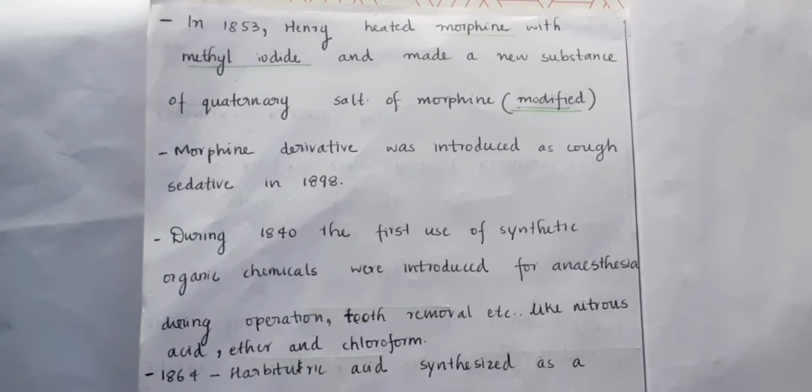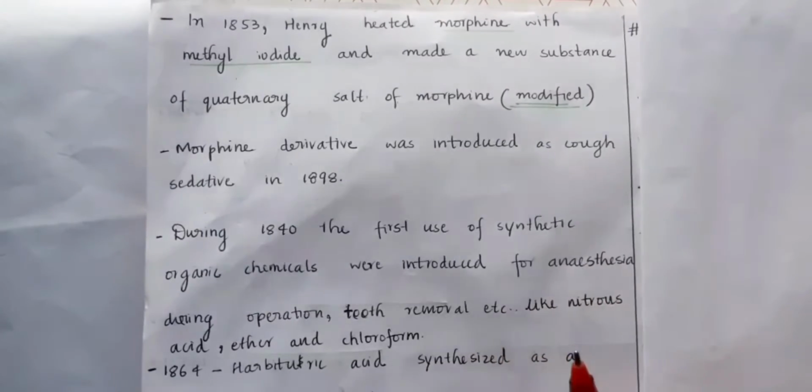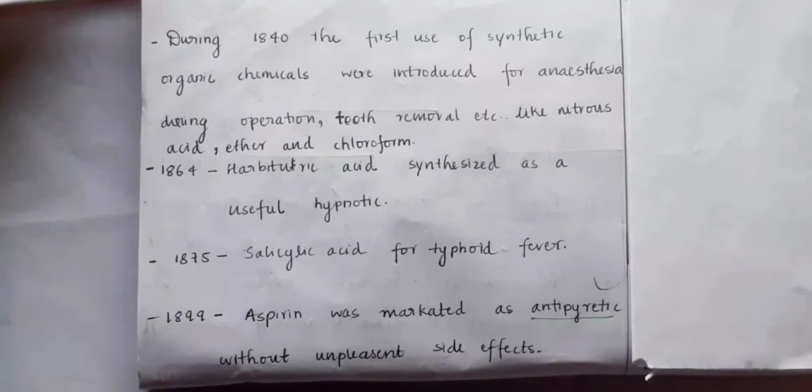During 1840, the first use of synthetic organic chemicals was introduced for anesthesia. Anesthesia is used for temporary loss of sensation and awareness, which includes paralysis, amnesia, and unconsciousness. Nitrous oxide, ether, and chloroform are the types of anesthesia used. They are used in operations, teeth removal, etc. These questions are asked in MCQ and GPAT examinations.